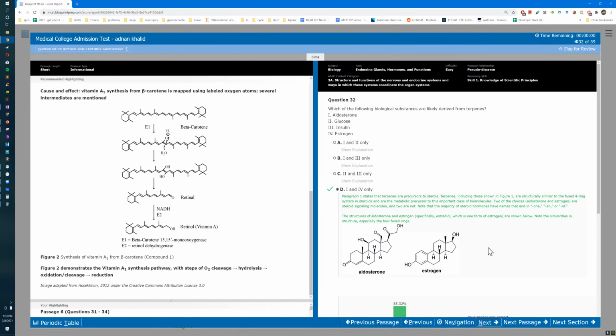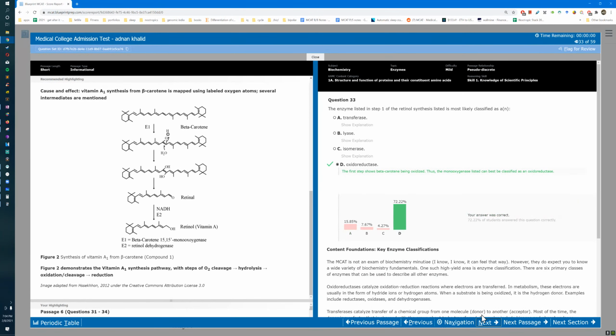32 here. Terpenes are basically the building blocks of cholesterol. So we're going to look for things that are from cholesterol. So it's going to be estrogen and aldosterone. And you know that aldosterone is one because "ster" is in that word. And then, you know, that's what they look like.